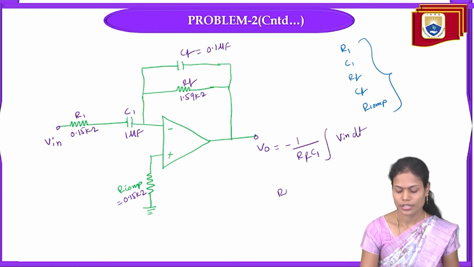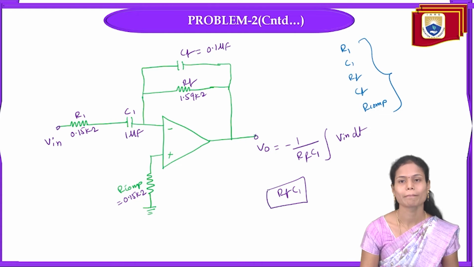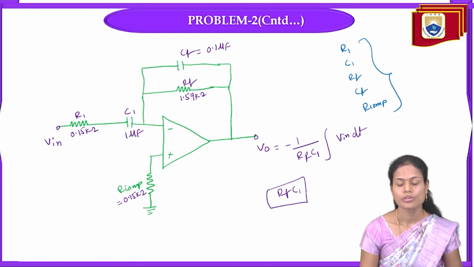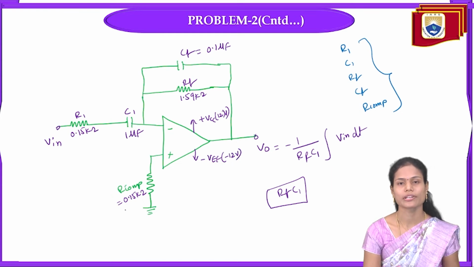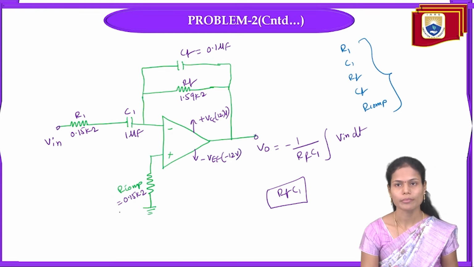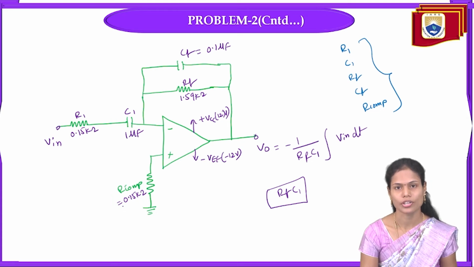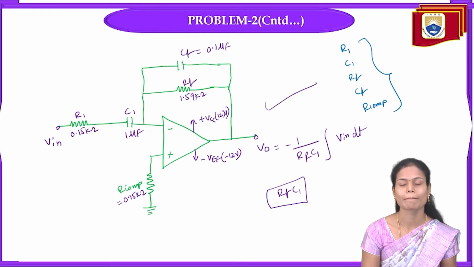So here RF C1 is the time constant of this practical differentiator circuit. Along with this we need to provide the plus VCC as well as minus VEE. This is 12 volts in the case of 741 operational amplifier. Plus 12 to minus 12 volts we need to apply here. So for the given problem, with the sine wave of 1 volt with 100 hertz, in order to differentiate that given sinusoidal signal, we have to utilize this practical differentiator circuit.